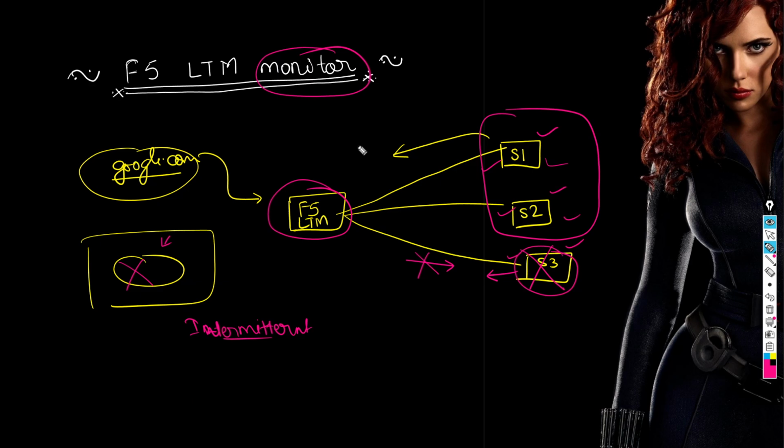These monitors are used to monitor the device, link, as well as the service. Also, they take care of the specified timeout period, for example, how much time it is taking to serve any request. If it is taking longer, then obviously the F5 declares that this server is not healthy and it's not going to serve that request.